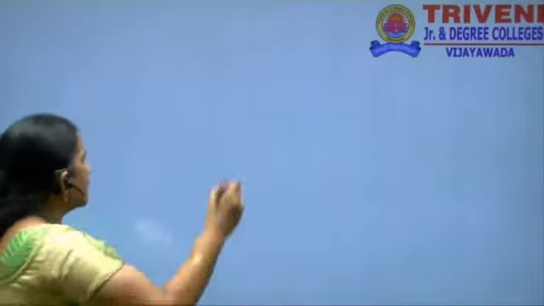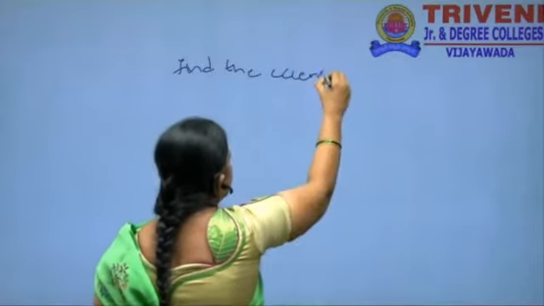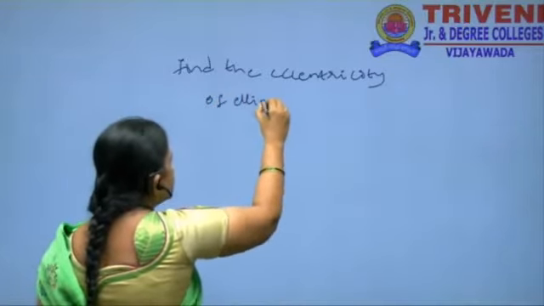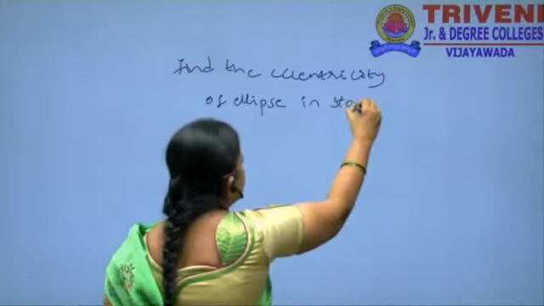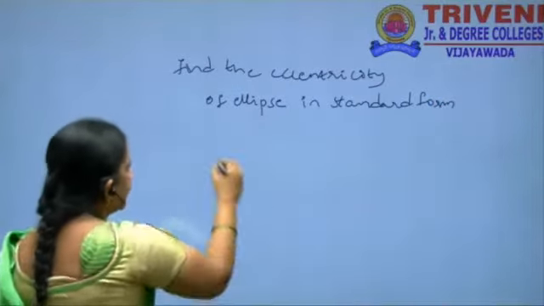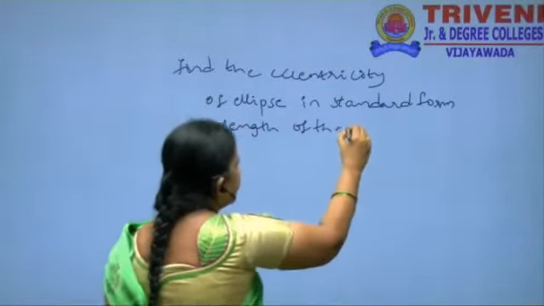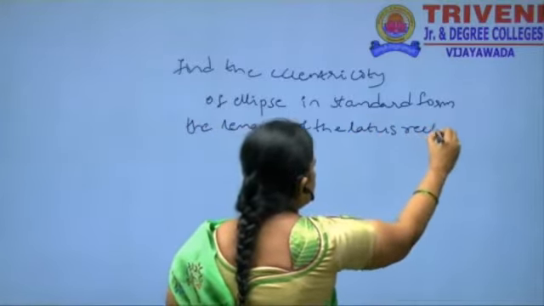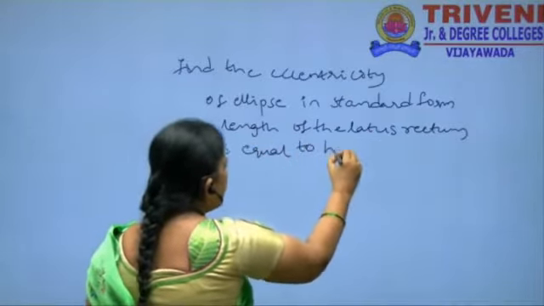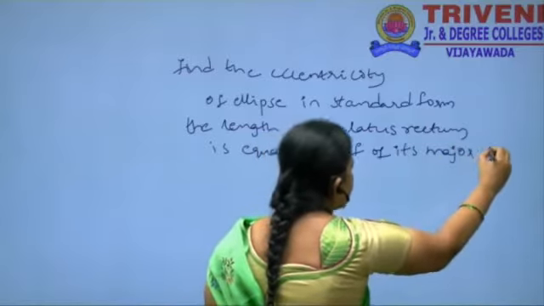Find the eccentricity of the ellipse in standard form, if the length of the latus rectum is equal to half of its major axis.